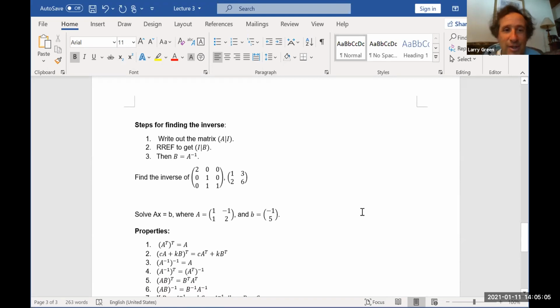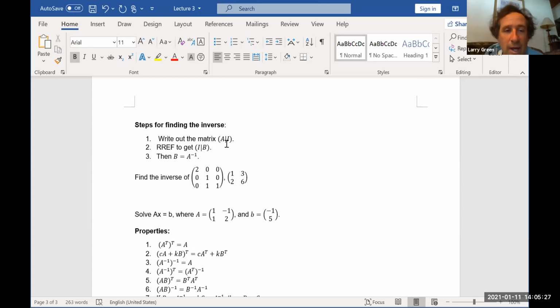Okay, now I mentioned that finding the inverse could be really tedious and hard, but not impossible if there exists one. Here's the steps. Step-by-step process. Step 1, write out the matrix A I. Okay.